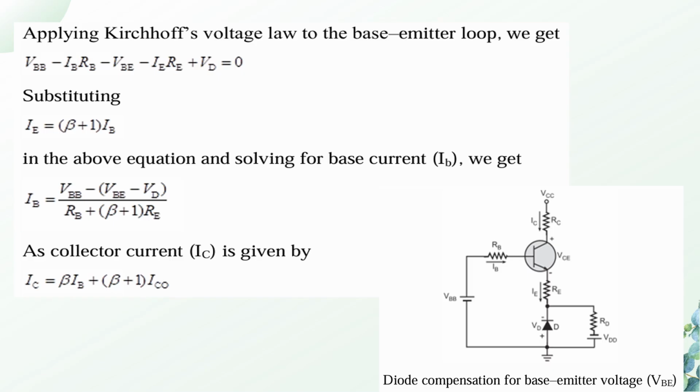We know that IE is equal to beta plus 1 into IB. When we substitute this value in the above equation, we get IB is equal to VBB minus VBE minus VD divided by RB plus beta plus 1 into RE. In this equation, we come to know that whenever the VBE voltage varies or increases, its effect will be decreased with the help of the diode voltage VD. As a result, we will have a constant current.